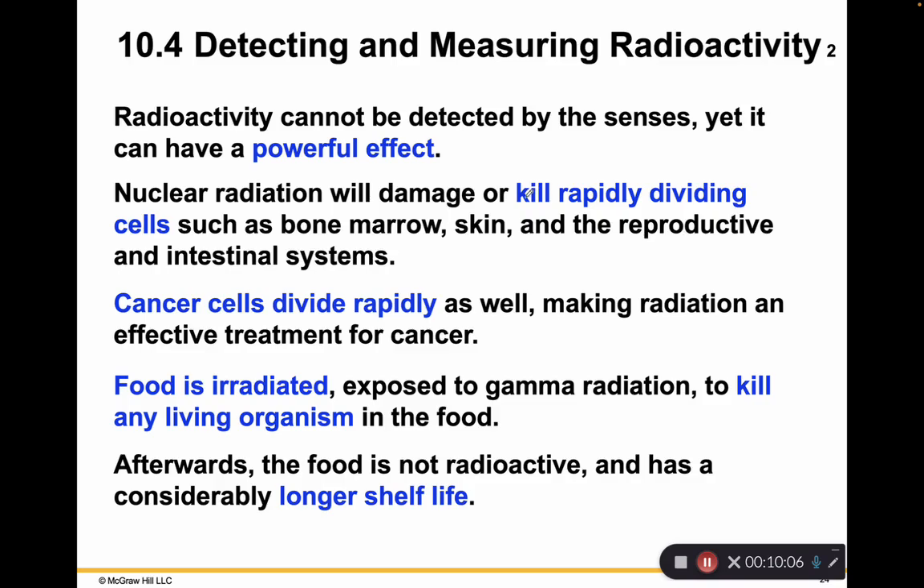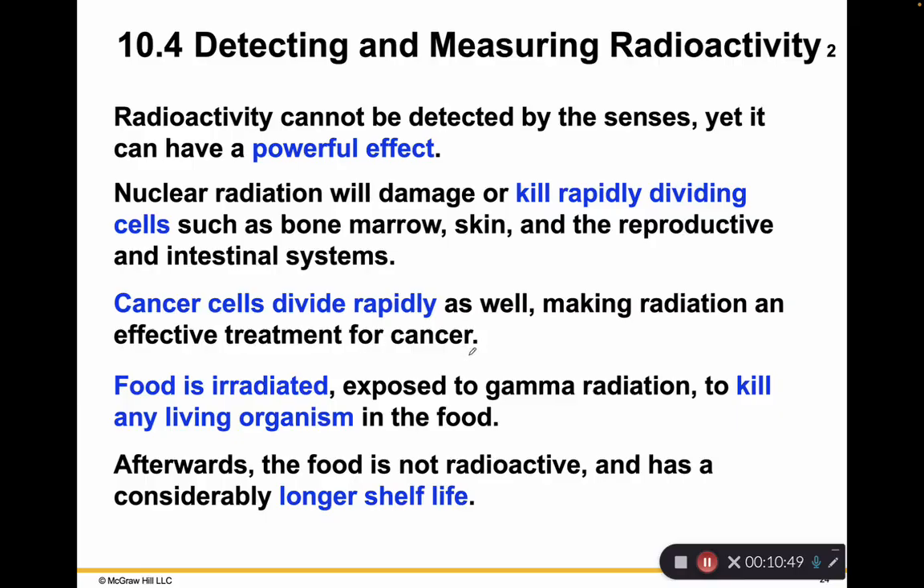Let's talk a little bit about detecting or measuring radioactivity. Radioactivity cannot be detected by the senses, yet it can have a powerful effect. We will not know whether we are exposed to radioactive materials unless we see the aftermath. Radiation will damage or kill rapidly dividing cells such as bone marrow, skin, and reproductive and intestinal cells. That's why we use radiation in therapy. Cancer cells divide rapidly as well, making radiation an effective treatment for cancer.